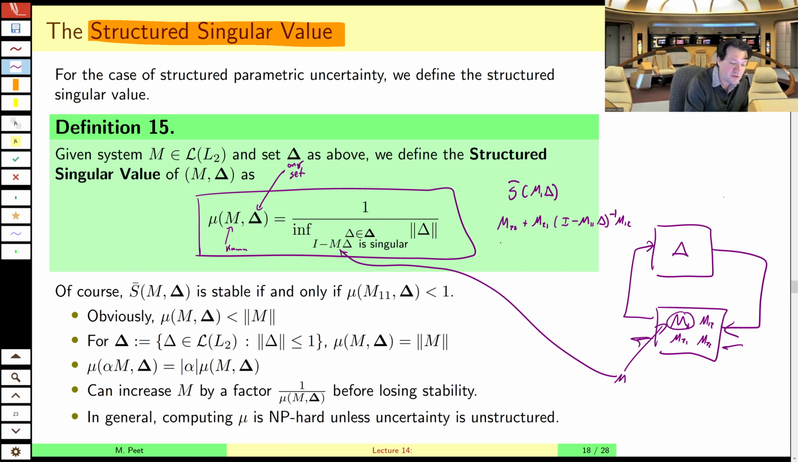In any case, this closed loop upper star product is stable if this parameter here is in H infinity. So it's stable if it's not singular, if you can invert it. If we parse this a little bit more, we're finding the smallest delta such that the closed loop, or the fractional transformation, is unstable. The smallest delta in that uncertainty set that destabilizes the system.